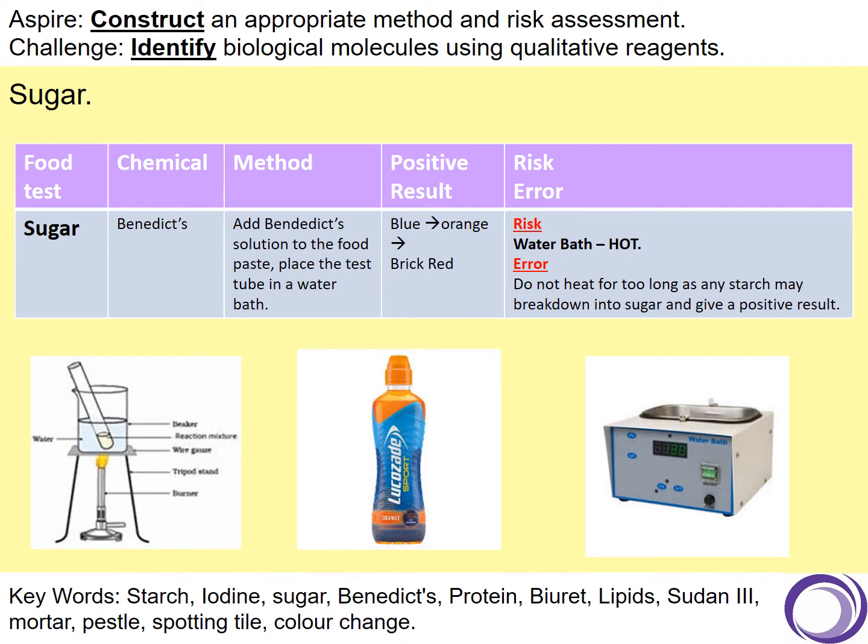Straight to the point with this one. If I want to test for sugar, I would use a chemical called Benedict's. I make sure my food is in a solution, I add my Benedict's, and then I put it into something called a water bath. In the next slide, I'll show you that water bath. What you will get is it'll go from blue and then to orange and then to brick red.